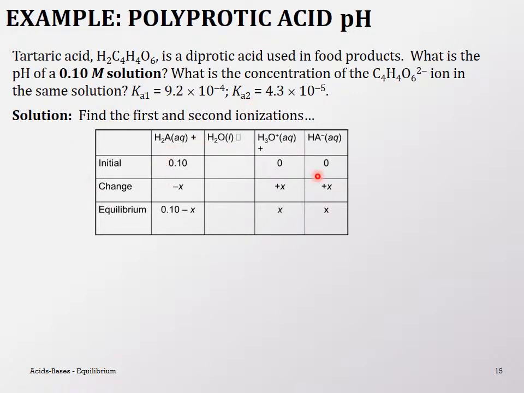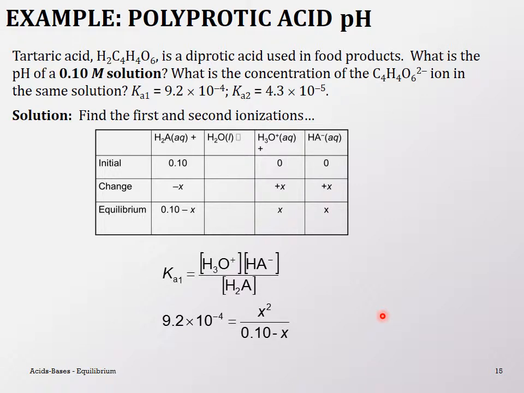Again, you start with your simple ICE table. The first ionization is going on here, and you're starting with a 0.1 molar solution, and for the hydronium ion you have 0 concentration in the beginning, and then at the end you will have x. Similarly as you've done before, you will do it again. So here is the Ka1 calculation, and here is your setup for the first one.